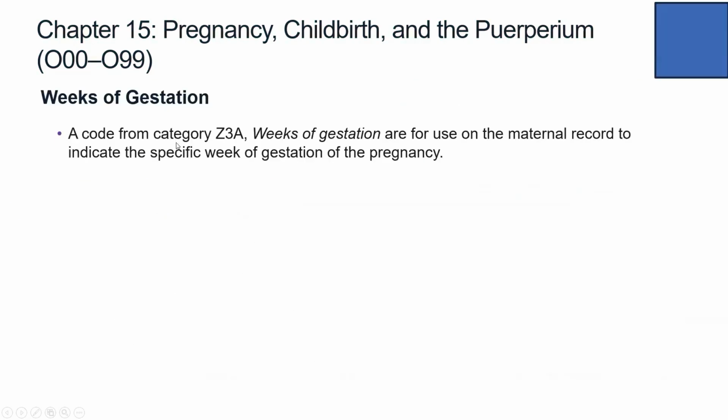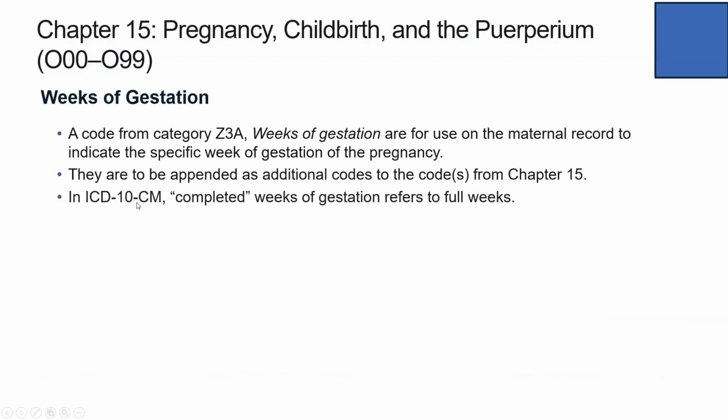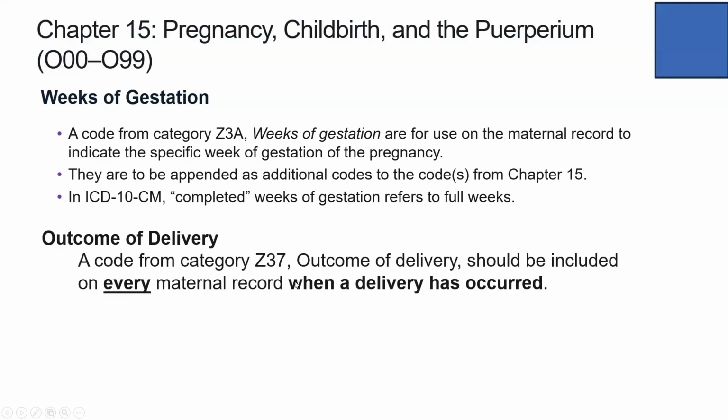So again, here's a reminder. A code from category Z3A, weeks of gestation, is for use on the maternal record to indicate the specific week of gestation of the pregnancy. They are to be appended as additional diagnoses to the codes from Chapter 15, so they're never primary or principal. In ICD-10-CM, completed weeks of gestation refers to full weeks. And then we have outcome of delivery. A code from category Z37, outcome of delivery, should be included on every maternal record when a delivery has occurred.